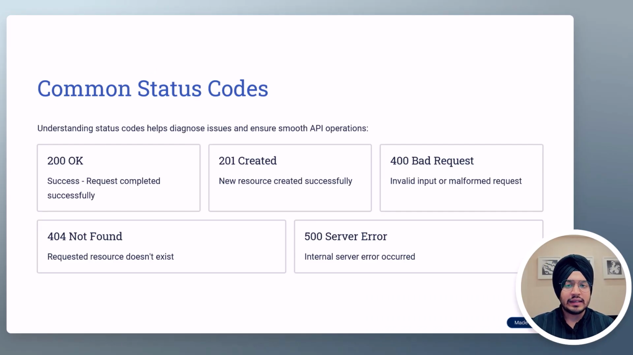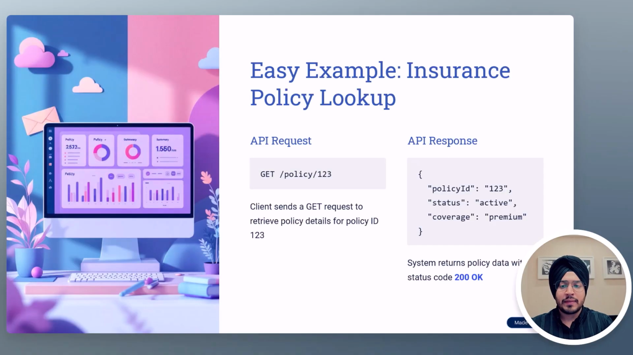The common status codes that we usually get in APIs. When we're using Postman or Bruno or any other application, the status code that we usually get is 200, which is success from the server, request completed successfully. 201 is created, new resource created successfully. 400 is bad request, invalid input or malformed request. 404 is not found, the requested resource doesn't exist, and 500 is server error, an internal server error occurred.